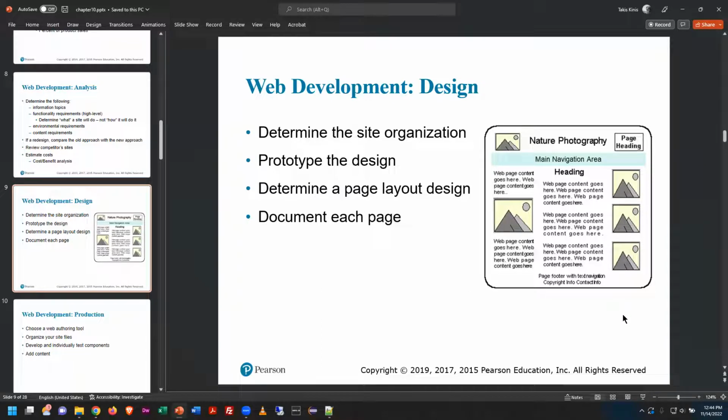And you need to figure this out. The way you design the site's got to be appropriate for your audience. Once again, if you're doing a site about gaming, that's all for fun.